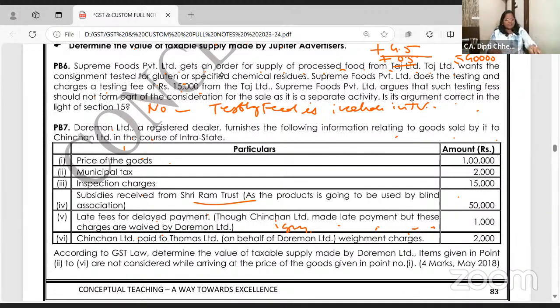I've sold you goods of 15,000. If you pay me late, 1,000 late fee will be charged, so I will add it to the 15,000. But later on, if I waive it, okay, there was a genuine reason, let it go, no 1,000 is charged. So if the late fee is waived, should we include it or not? Answer is no.